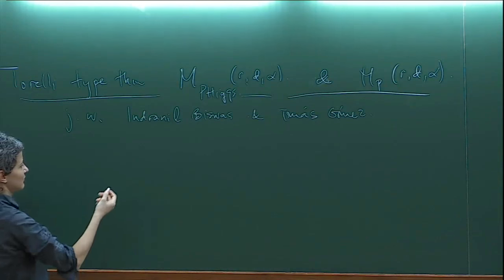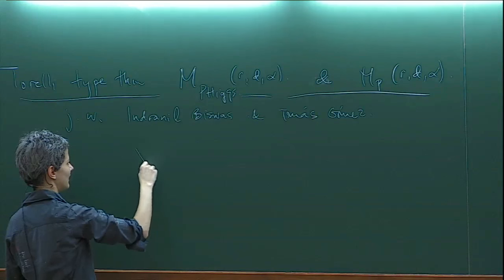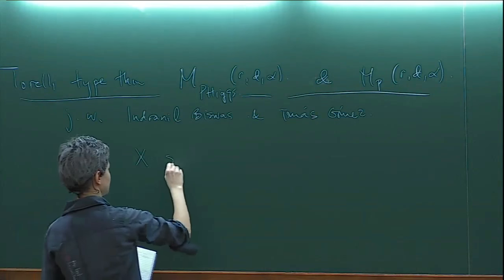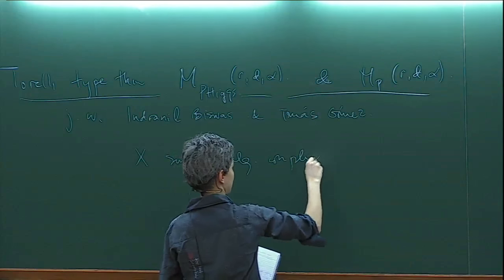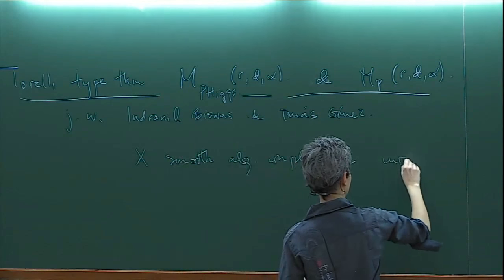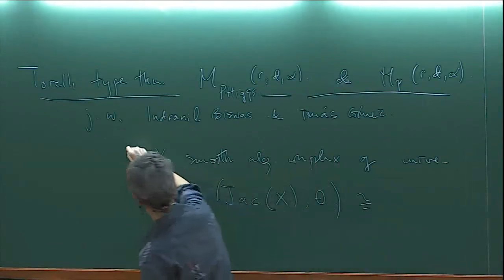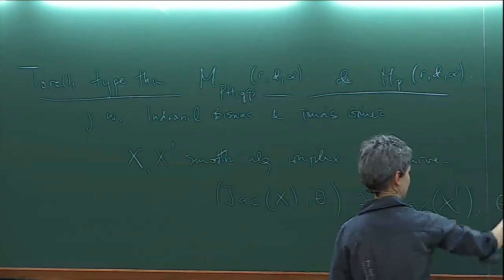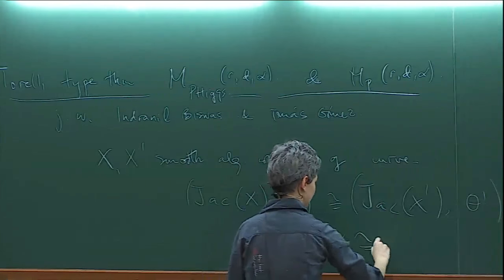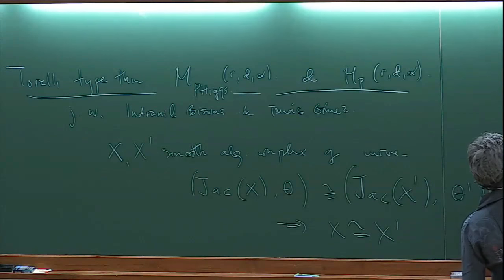So let's start with what I mean by Torelli theorem. A classical Torelli theorem says that if you have a smooth, algebraic, complex, genus g curve, then it is completely determined by its polarized Jacobian. If you have two such curves with isomorphic polarized Jacobians, then you have an isomorphism of the curves. Okay, so there are a lot of extensions of this kind of theorem.